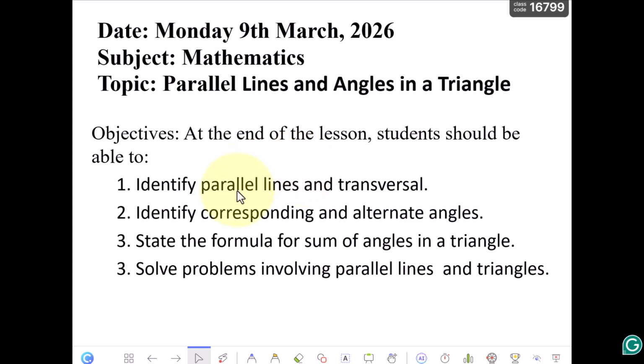So today's objective, we are looking at to identify parallel lines and transversals. We should be able to identify corresponding and alternate angles. Then we should be able to state the formula for sum of angles in a triangle. Then we should be able to solve some problems on parallel lines and triangles. So this is supposed to be number 4. Just take note, but this number 4, we may not do much problem today. So we may just talk one or two things. But the major target is number 1, 2, and 3 objectives.